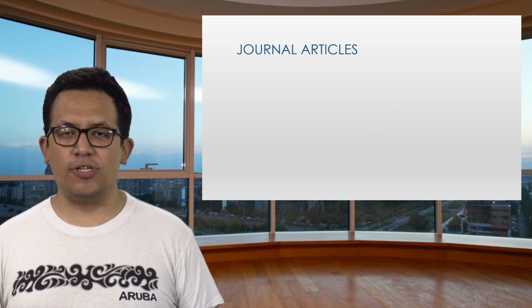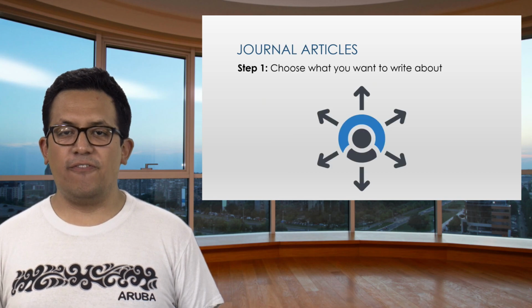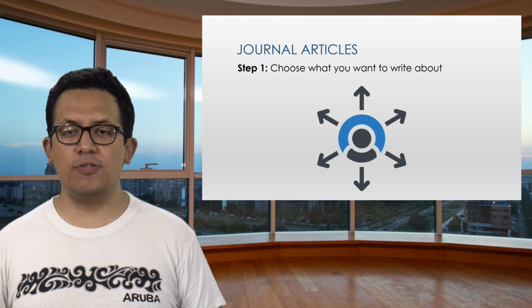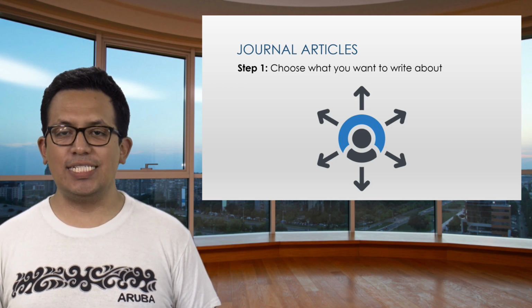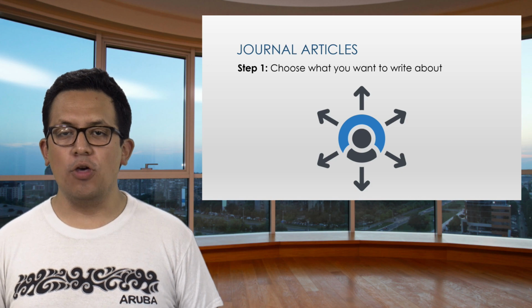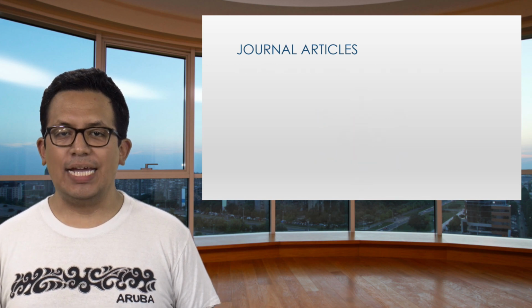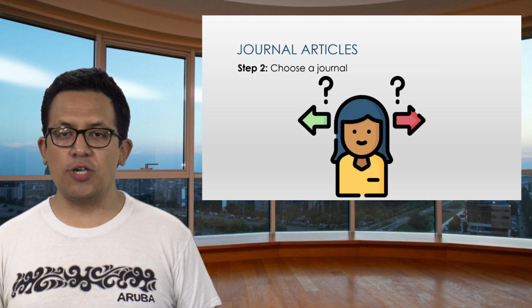Let's take journal articles as an example. The first step will be to choose what you want to write about. You have many things that you discover and all the findings that you have to choose a couple to convey your message. Step 2 is to choose a journal.